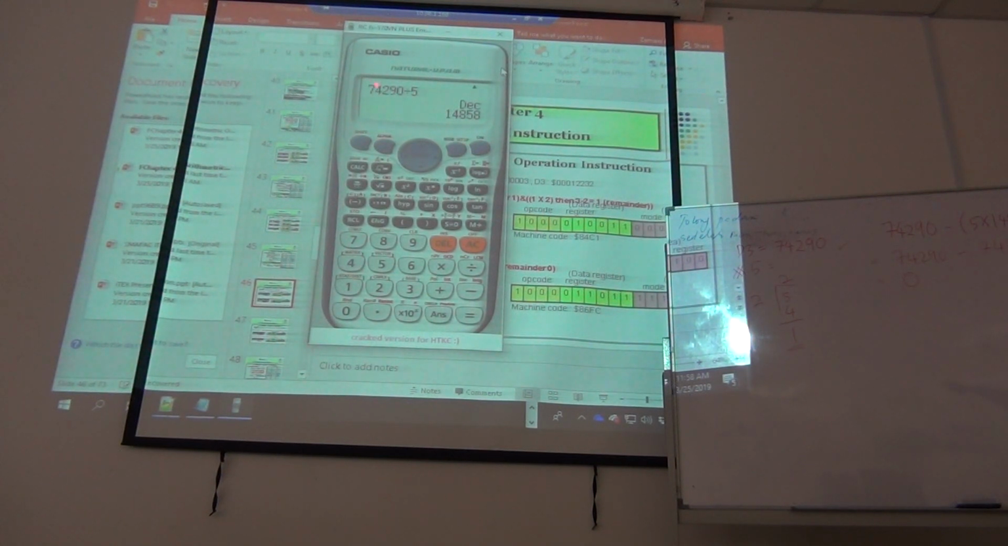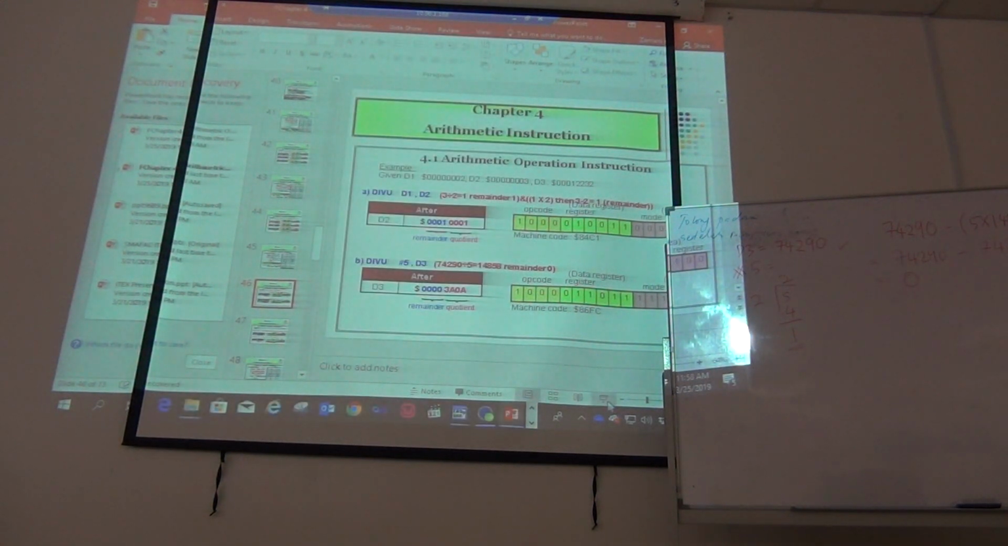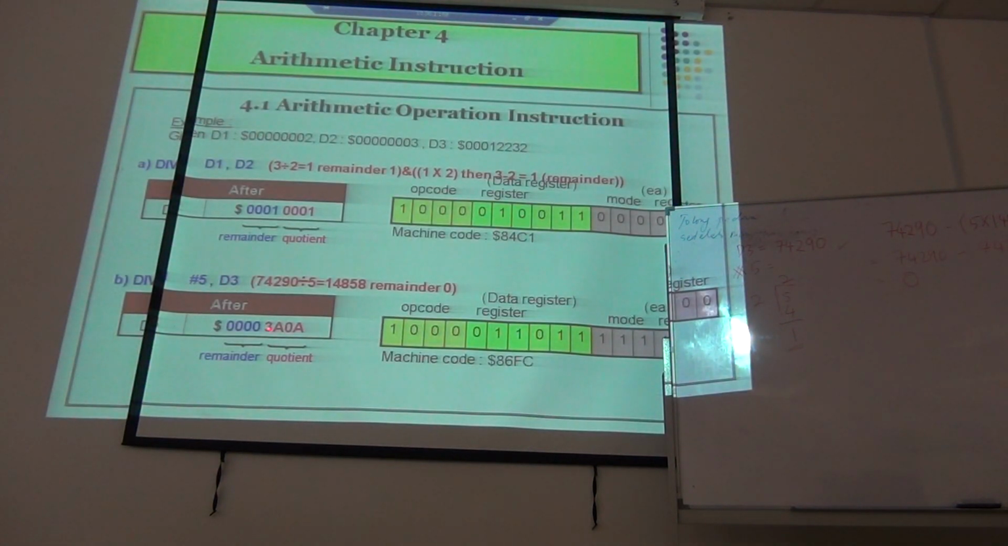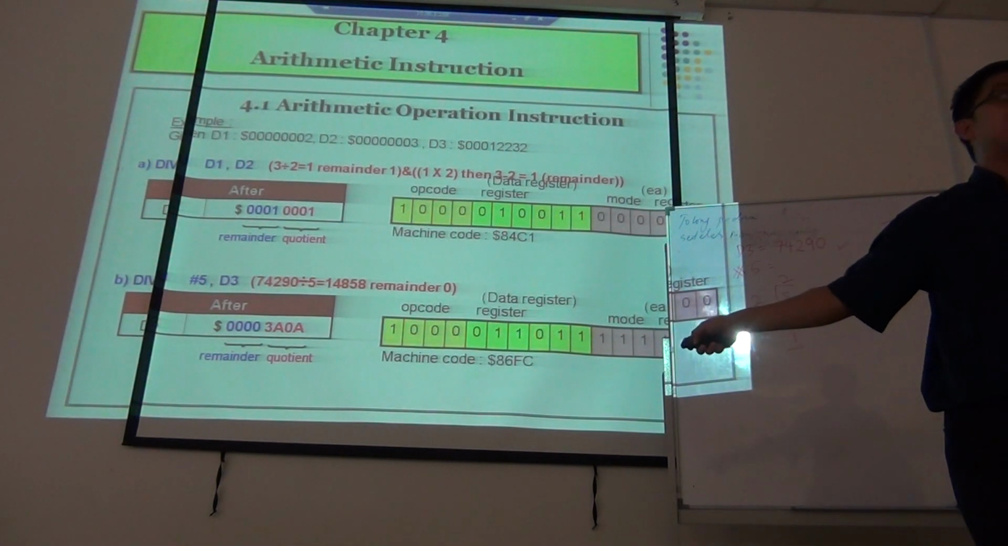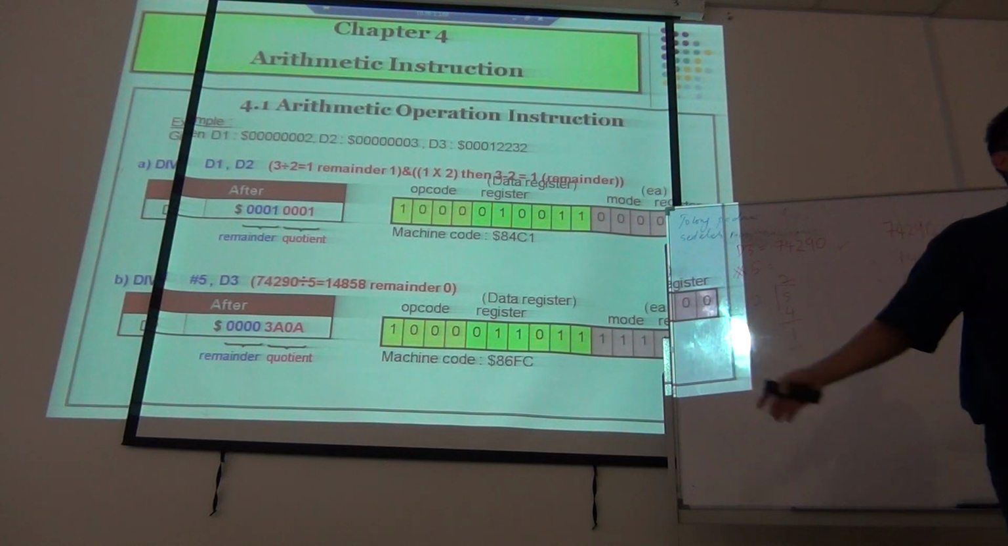So now, 14858 times 5, is the answer the same as 74290? Same, right? So that number minus that number, the balance is 0, no problem. So that's why the answer, the remainder, is 0000. The remainder is nothing. So let's try another one.